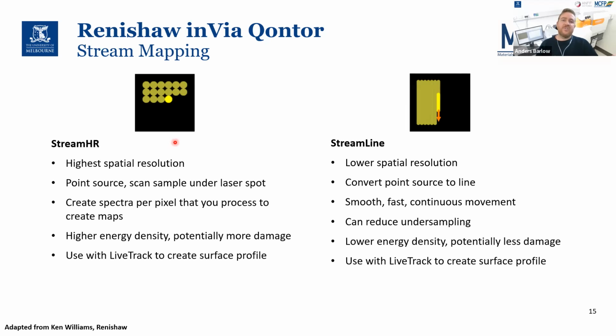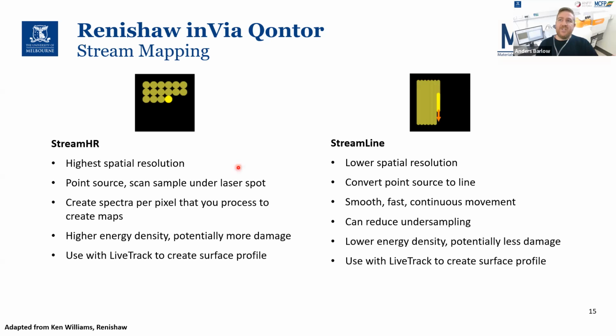So the advantage is you're moving very, very quickly across your sample and the data are streaming towards the detector, meaning that the local energy density is quite low and the potential damage due to heat buildup is also quite low as well, whilst also maintaining a very high rate of data acquisition.